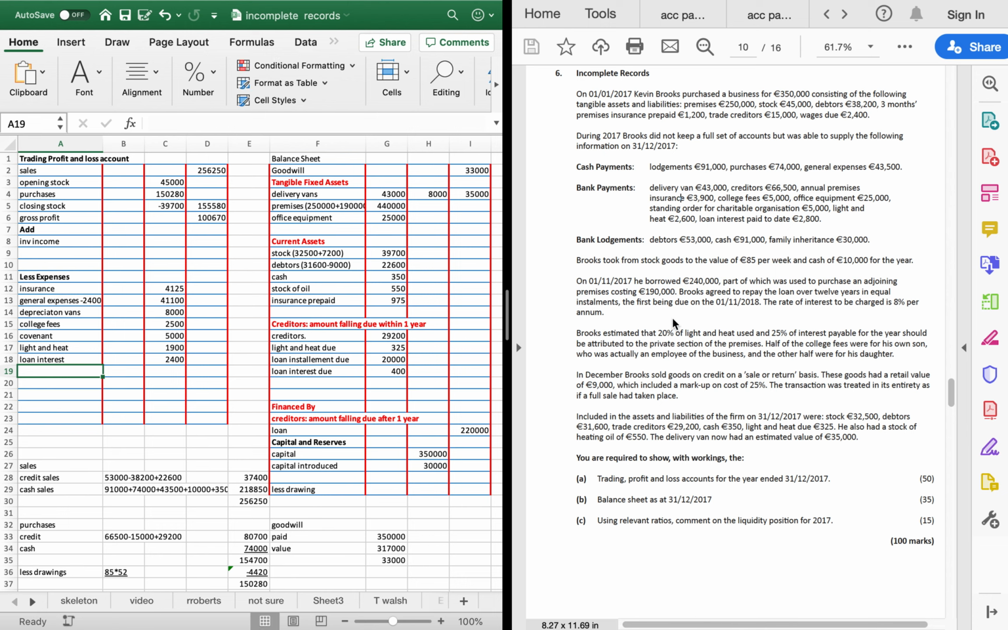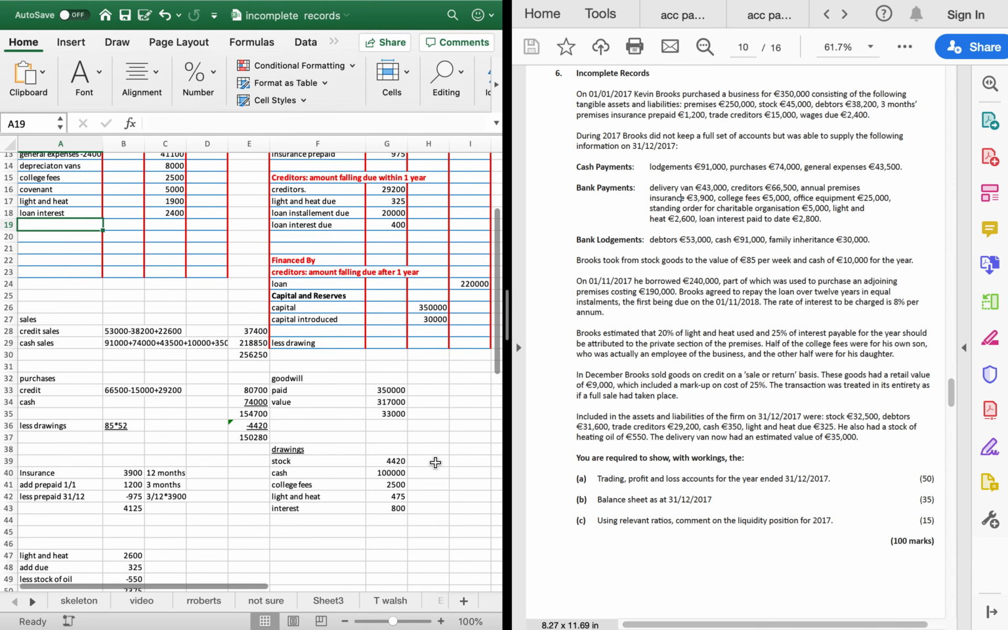So that's that all done. I think we've done the drawings: 20% light and heat, 25% of interest payable, and college fees. That's all done there, and then we've put everything in at the bottom. So we've two jobs to do. Add up your drawings. That's 18,195. Have I gone wrong with a zero? Most of it couldn't be 108,000. 18,195. Remember, that's a minus.